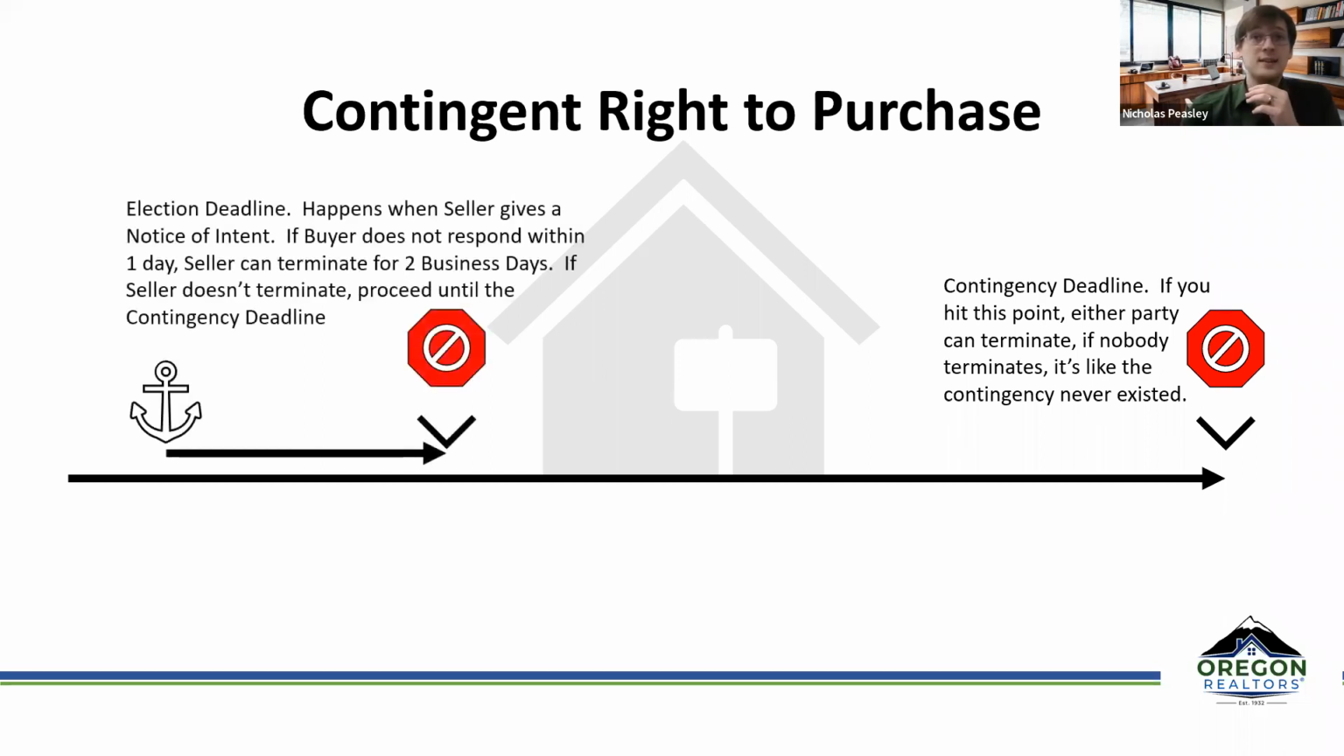If an election deadline does pop up, a seller says, hey, here's my notice of intent. I got a third-party offer. How great is that? The buyer doesn't respond within that 1 day. Seller is given 2 days to terminate, 2 business days. If the seller doesn't terminate, then you proceed until your contingency deadline, or if this was something that would happen after contingency deadline, then that's like the contingency never happened in the first place. So your election deadline can end, and if the seller doesn't choose to terminate at the end of the election deadline, it doesn't just remove the contingent right. That will happen at the end of the contingency deadline, but the election deadline can also be something that is curtailed or shortened by the contingency deadline. I hope I didn't confuse people on that one.